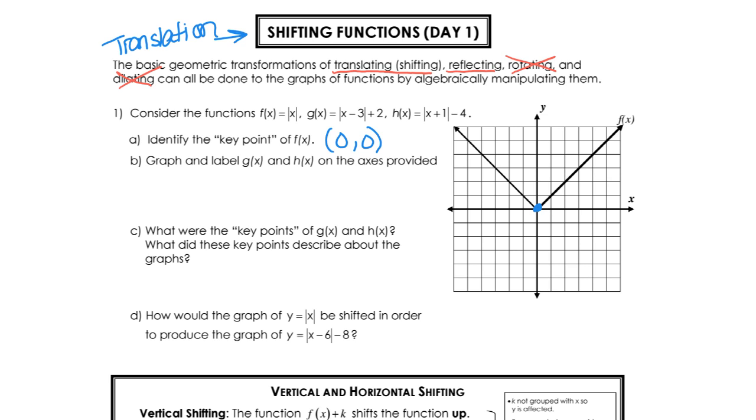Okay, part B says graph and label g of x and h of x on the axes provided. So you guys are going to need your calculators. We're going to go to y equals, and we're going to do g of x first. In order to get the absolute value, remember, hit second 0 to get to your catalog, and ABS is the very first thing that shows up. So we're going to hit enter. It'll take you back to y equals, and you're going to type in x minus 3 inside the absolute value, and then arrow over and hit plus 2.